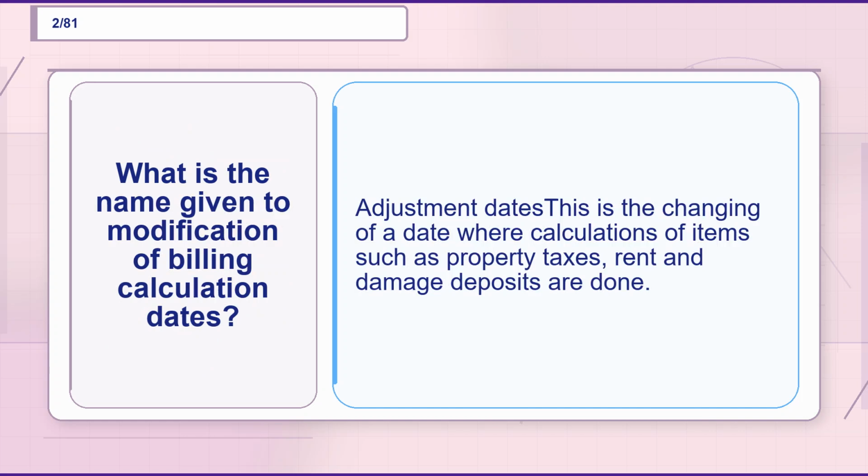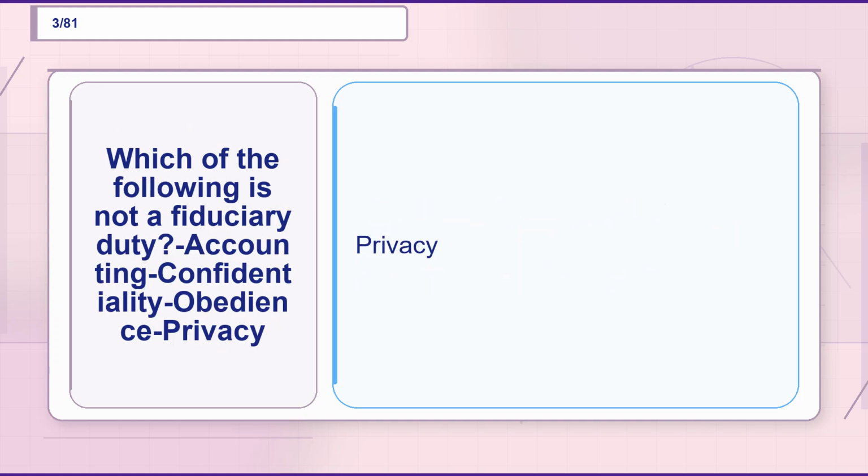Flashcard 2. Term. What is the name given to modification of billing calculation dates? Definition. Adjustment dates. This is the changing of a date where calculations of items such as property taxes, rent, and damage deposits are done.